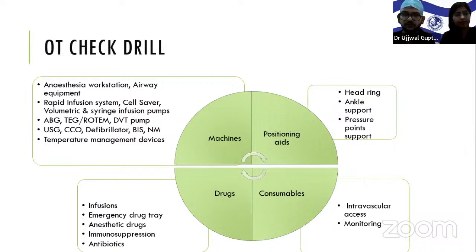And of course, you will be keeping all your drugs prepared: the emergency drugs, anesthetic drugs, immunosuppression drugs, antibiotics which you want to give. And because it is going to be a long duration surgery, you don't want neuropathies later on. So you will give proper ankle support, protect the pressure points with gel pads, put an appropriate head ring, and keep everything that you need, consumables ready for all the monitors and IV access.